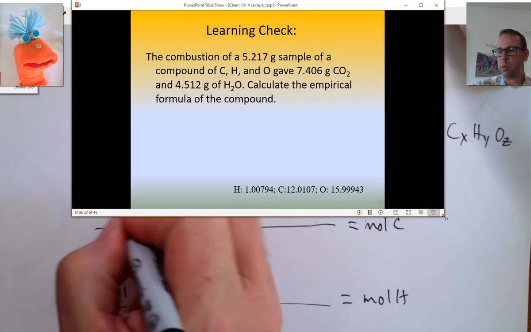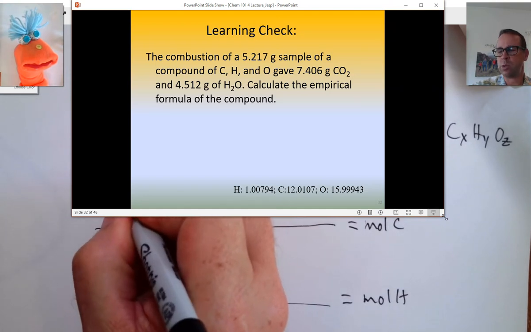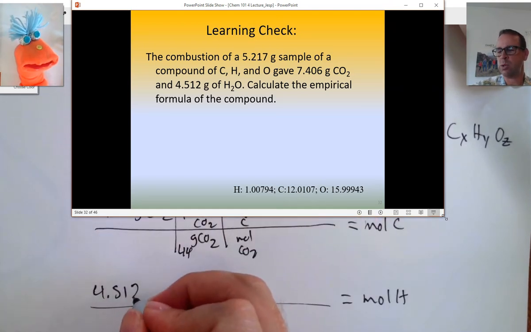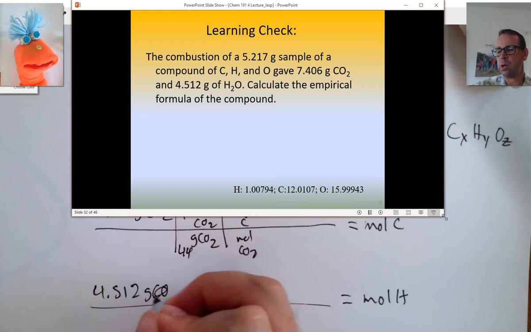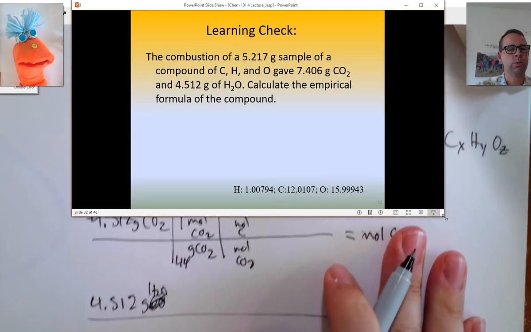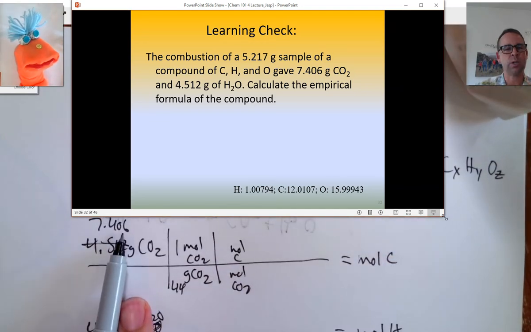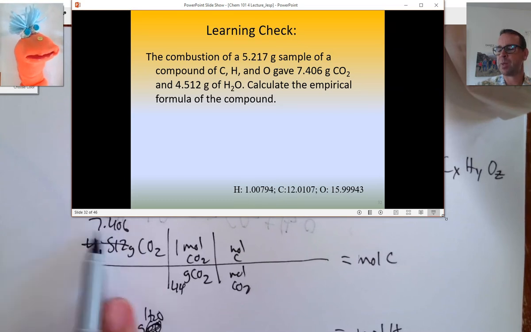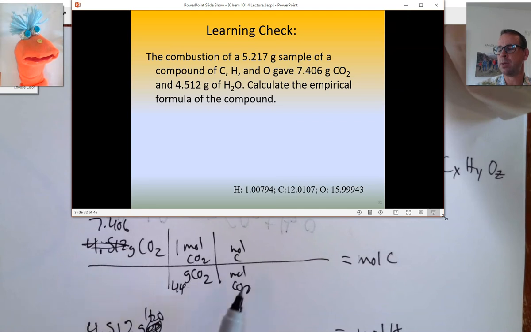This isn't 4.512. This is 7.406. Sorry about that. 4.512 grams of water here. 7.406. Oh, yeah, I see. Sorry about that. Yeah, I didn't pay close attention there. We're looking at 7.406 grams of carbon dioxide here.